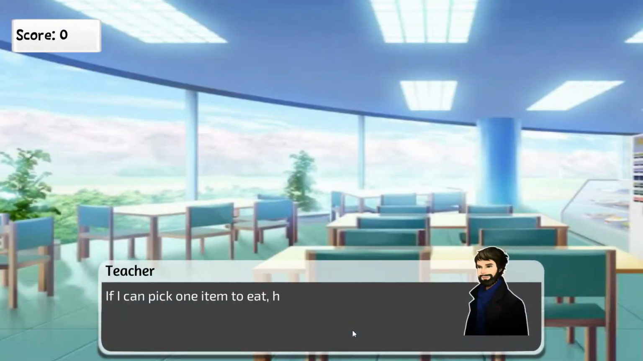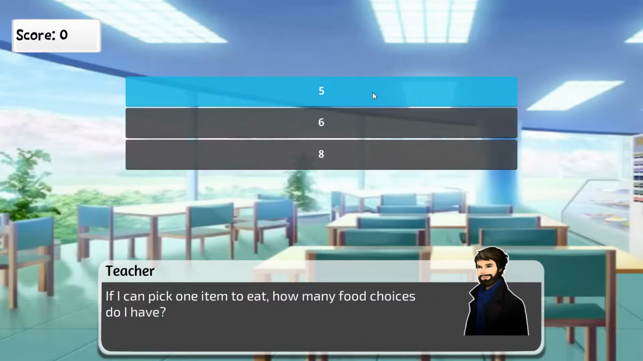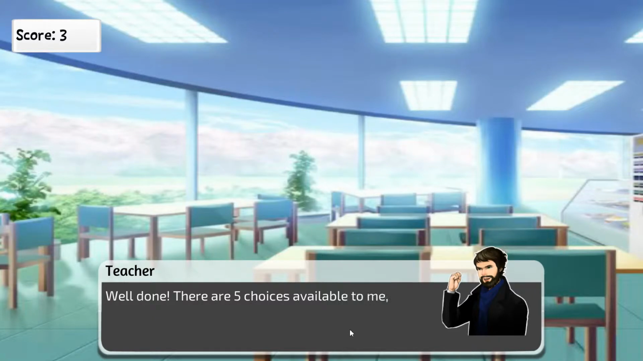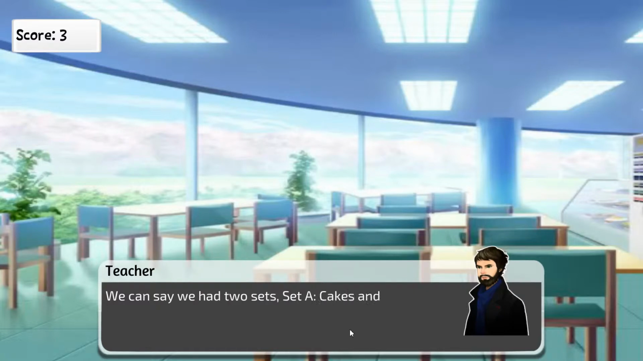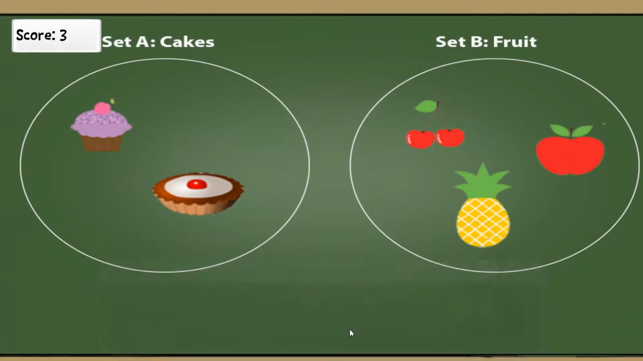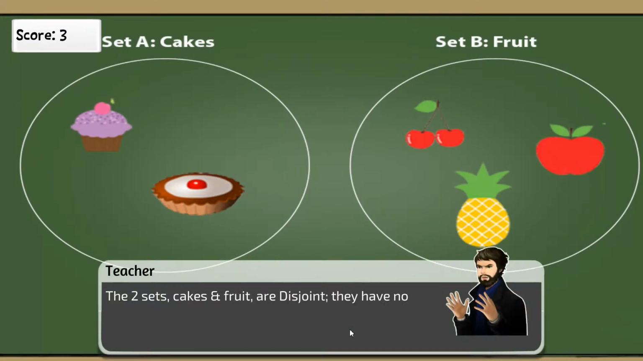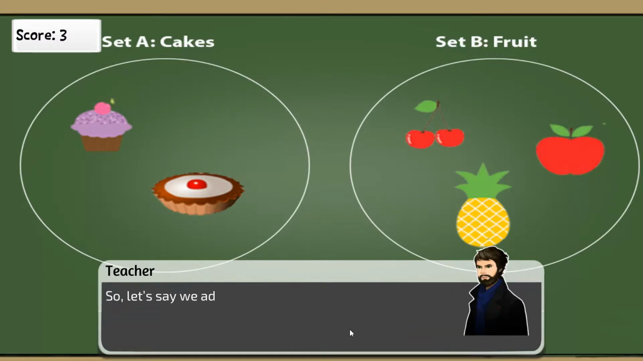If I can pick one item to eat, how many food choices do I have? Well done. There are 5 choices available to me, and I must choose one. In terms of sets, let's think about choosing the piece of food. We can say we had 2 sets, set A, cakes, and set B, fruits.